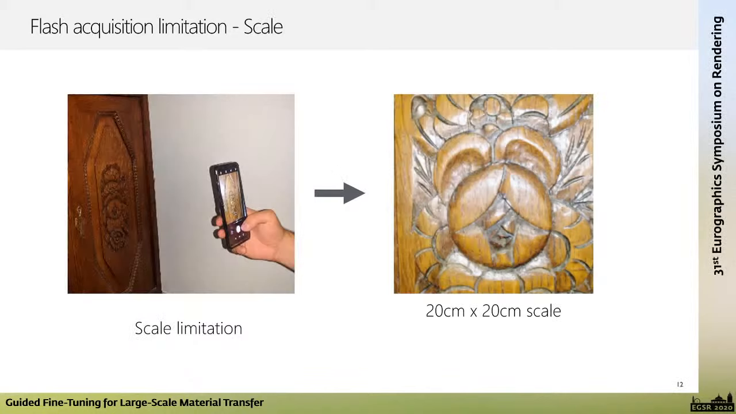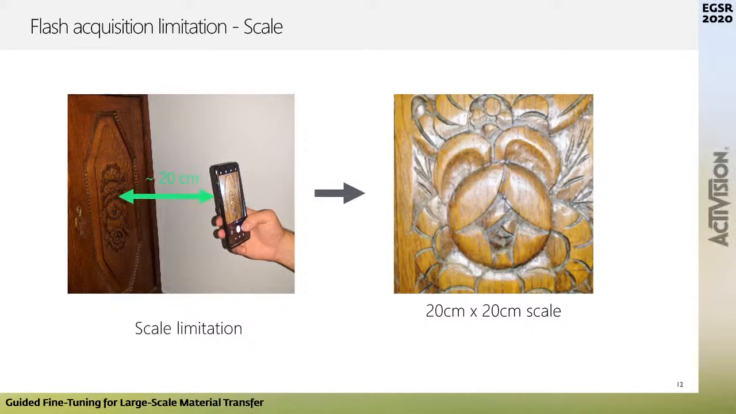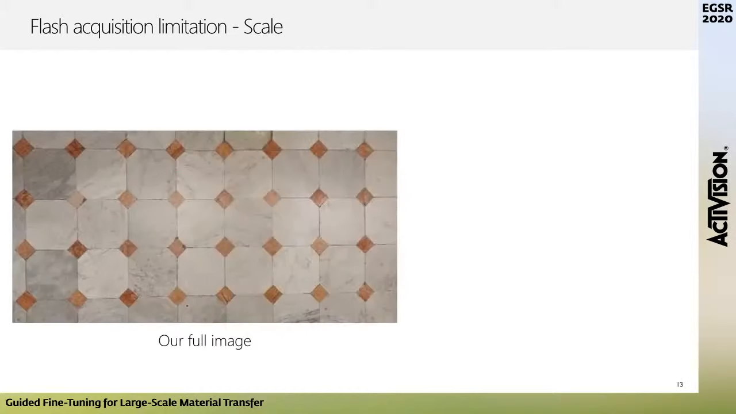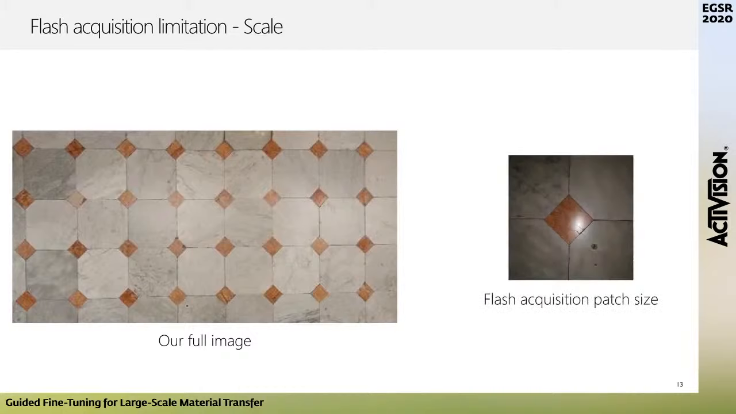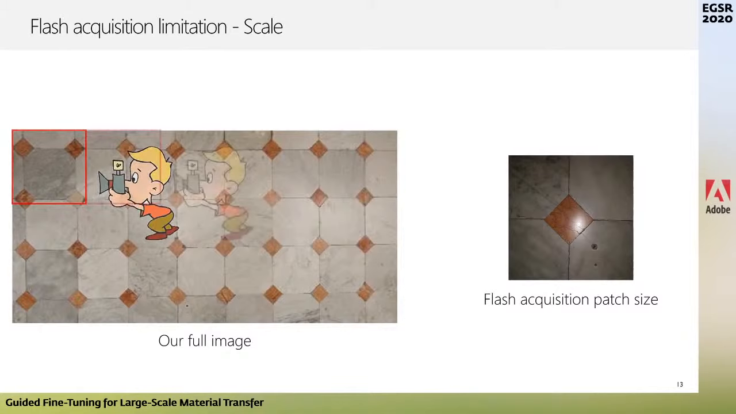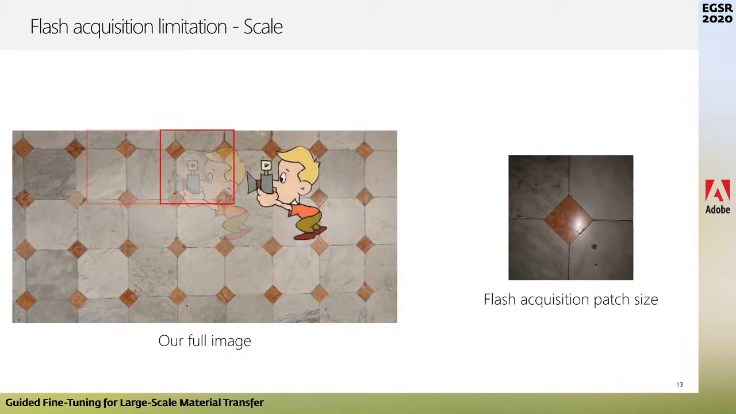And it is the scale. When using a flash, you need to stay rather close to the surface you want to capture, because you want to make sure that the effect of the flash is clearly visible on the surface, and this limits the possible scale of acquisition. So here is a mosaic I want to acquire, and here is the approximate scale that flash methods can handle. So either I carefully take many pictures of the surface, or maybe I should consider not using a flash.